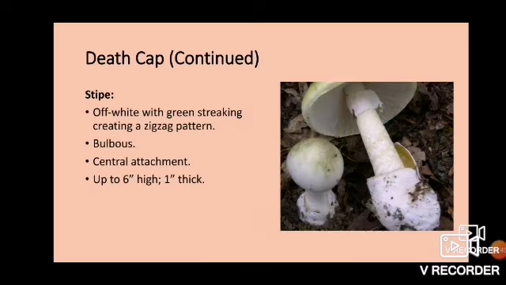The stipe is off-white with green streaking, and it's almost got that same sort of zigzag snake pattern that we saw in Cortinarius rubellus, actually. You can see it there, very faint green. They're bulbous to what I would say is clavate. Within that, what we call a vulva there, which is the bottom remnants of the universal veil, you would have a big bulb at the end of that stipe. And it forms a central attachment to the cap. And then these grow up to about 6 inches high and about 1 inch thick.